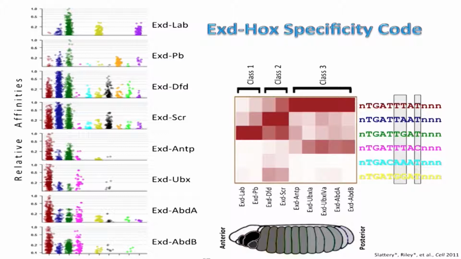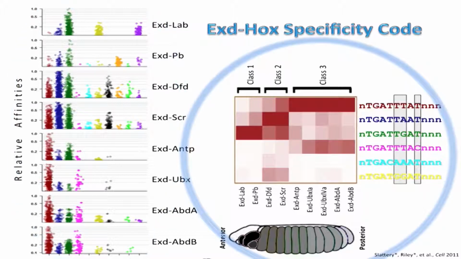The summary heat map is showing that I've clustered the Exd-Hox proteins based on their affinities for these different consensus sequences corresponding to each affinity class. And we see three main affinity classes. Class 1, which consists of labial and proboscipedia. They're expressed in the head. Class 2, which consists of deformed and sex combs reduced. And then Class 3, which includes antennapedia, ultrabithorax isoform 1A and isoform 4A, abdominal A and abdominal B.